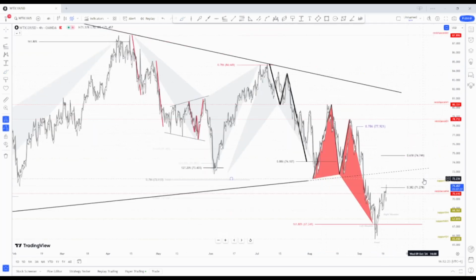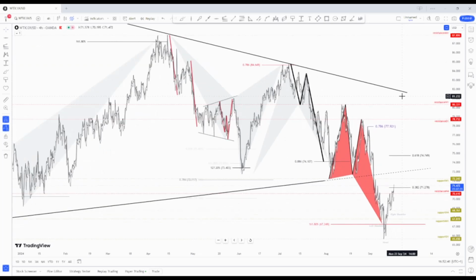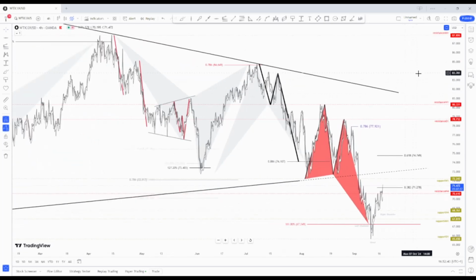Crude, the bullish crab pattern at 67.24, we have a new fractal support, we mentioned this before, 65.65, default target for the pattern achieved at $71.27. So you can see those patterns printed before, and we anticipated this move. You can explore some of my previous videos discussing those patterns.